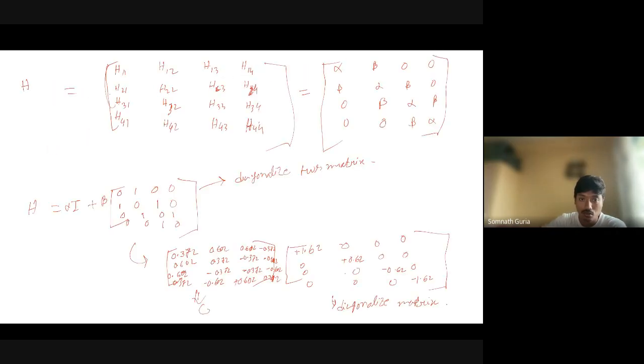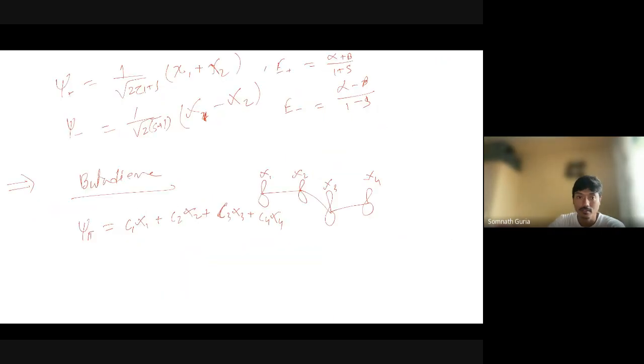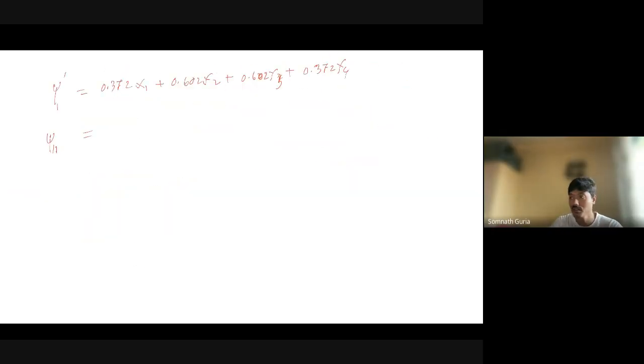Similarly, for the second column, this is 0.602 plus 0.372 minus 0.372 minus 0.602. So the second one will be 0.602 chi1 plus 0.372 chi2 minus 0.372 chi3 minus 0.602 chi4.